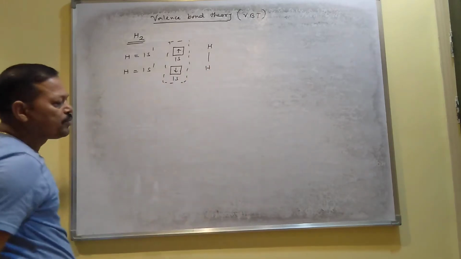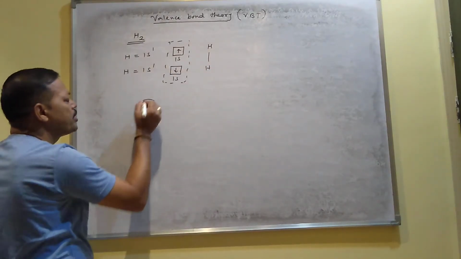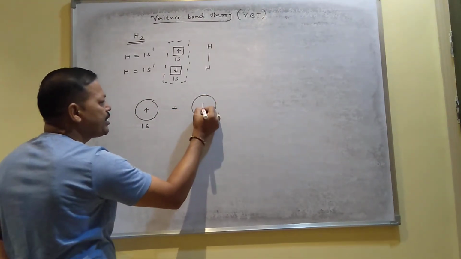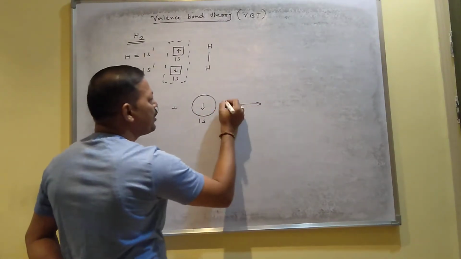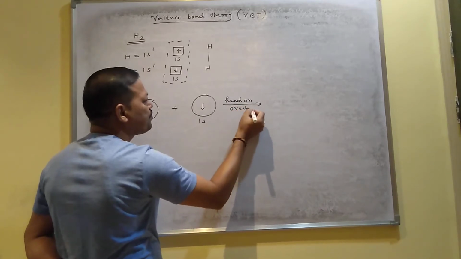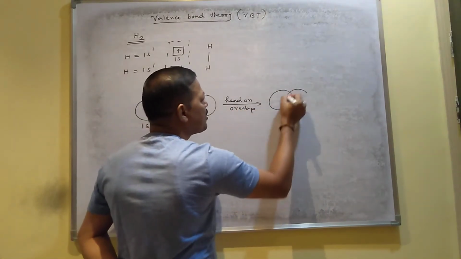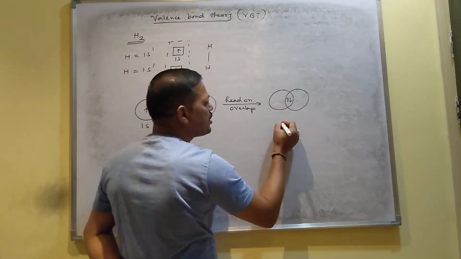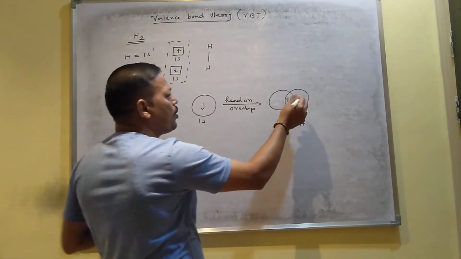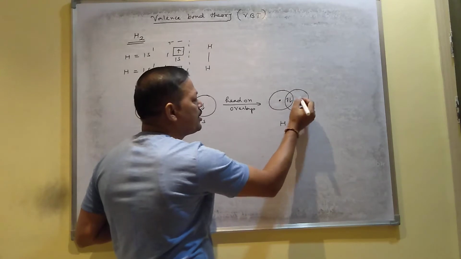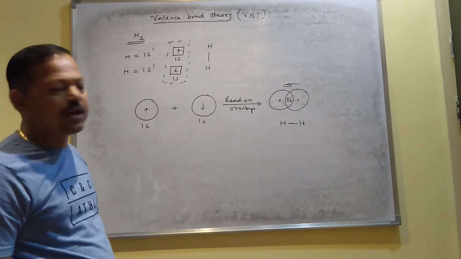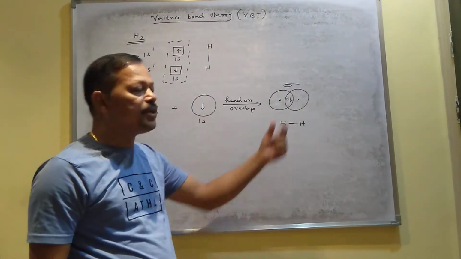And the orbital diagram, if you want to draw, this is the 1s orbital, it contains one electron, and your s orbital is spherical. This is another 1s. When they undergo overlap, they undergo head-on overlap, because s orbital always undergoes head-on overlap. Overlap will take place like this, and in the overlap area 2 electrons come, and this way they produce the hydrogen-hydrogen bond. Since the overlap is head-on, taking place along the internuclear axis, the bond is a sigma bond. I mean hydrogen contains a sigma bond. So this way you have to draw the orbital diagram.